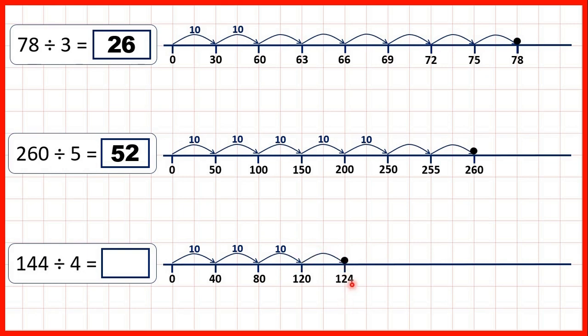So we have 124, 128, 132, 136, 140, and finally we get to 144. So we counted 10, 20, 30, 31, 32, 33, 34, 35, 36 jumps, so that's our answer.